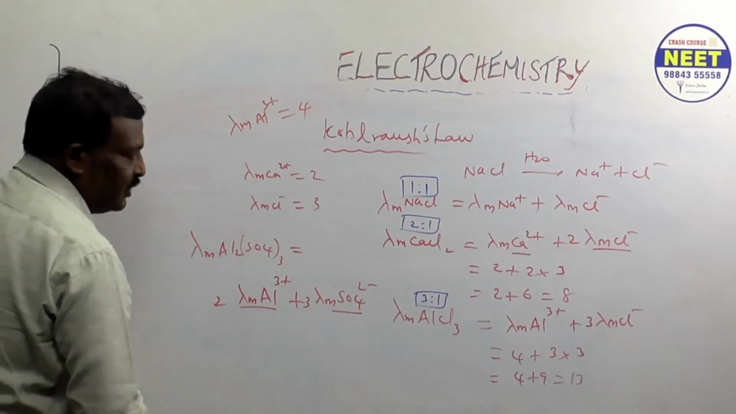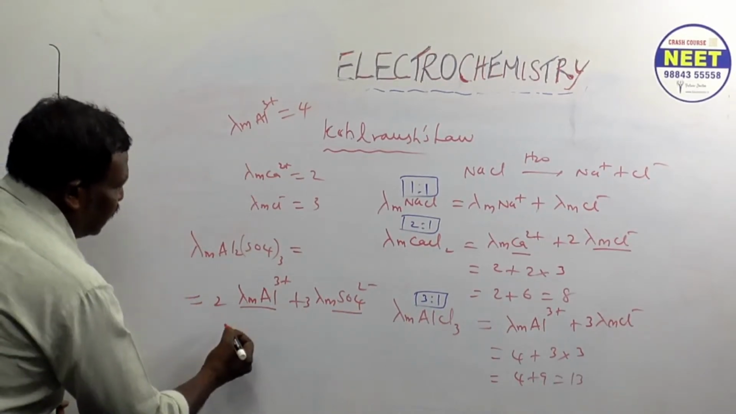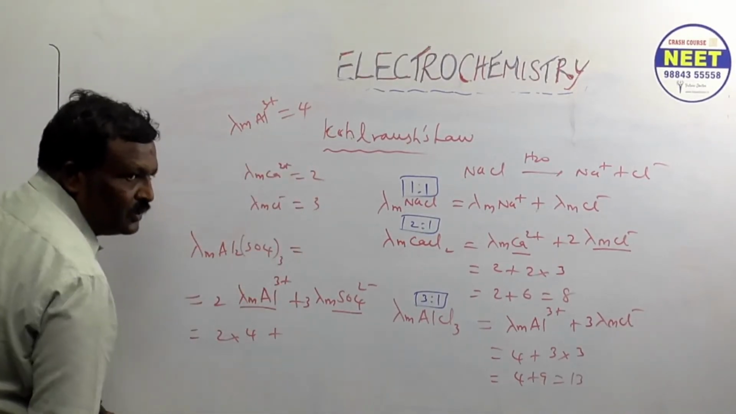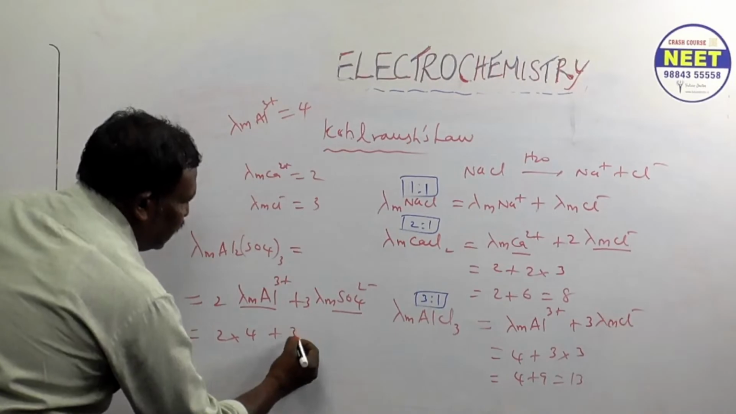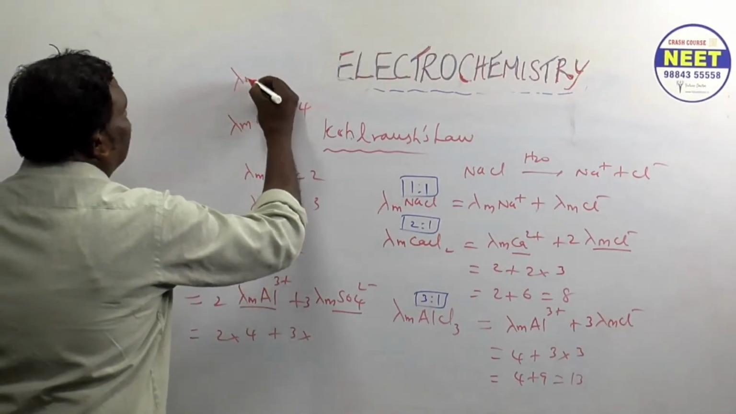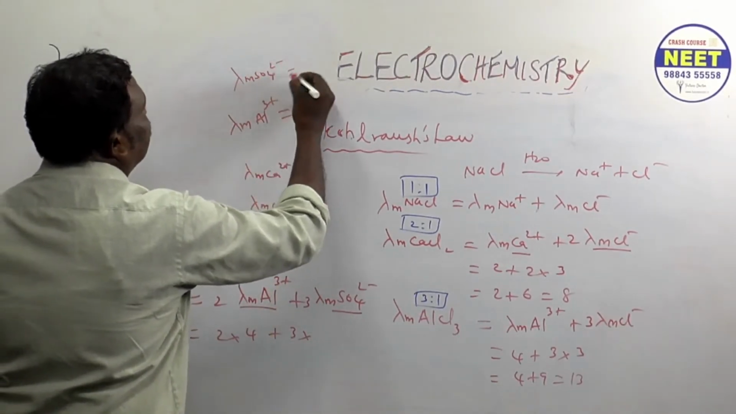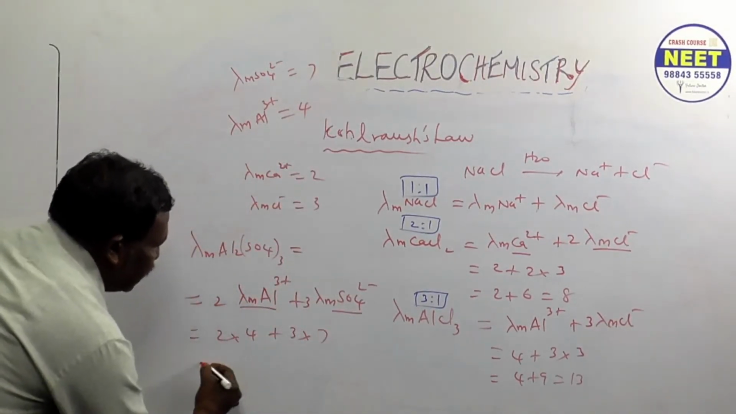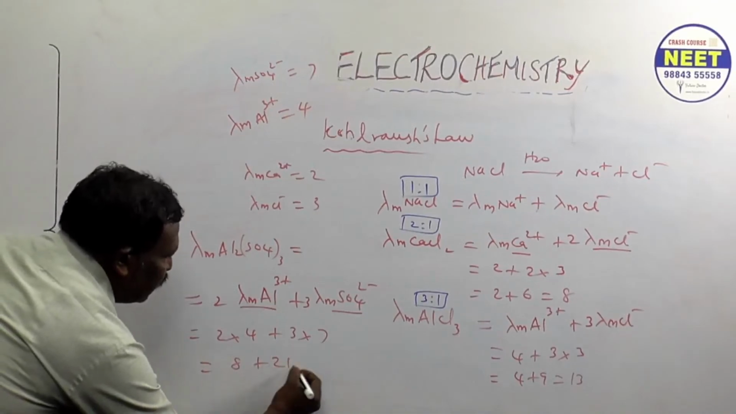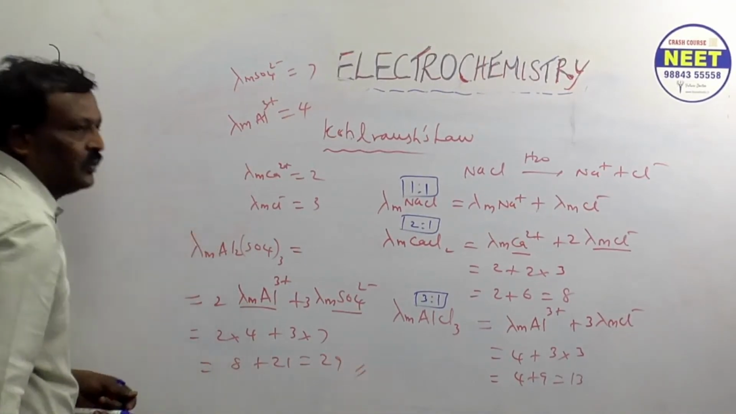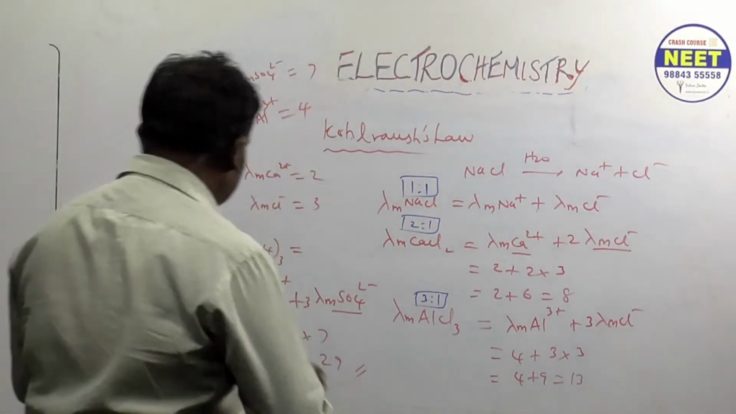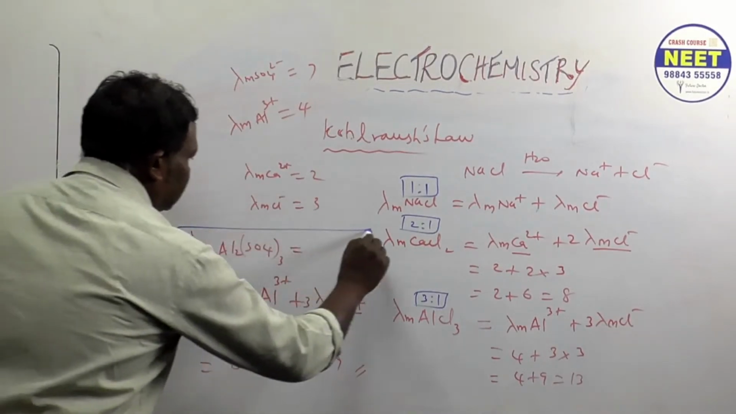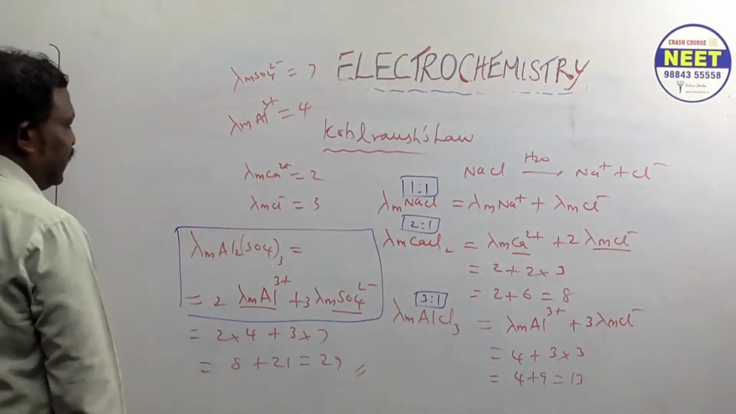So 2 into, I gave, no, what is that? 4. Some values I'll give, okay. 3 into, suppose for SO4 2 minus, we can say 7, any value. 7, so what? 8 plus 21, that's all. So just note down, this one is very important. Aluminum sulfate is mostly what they ask, because no one is able to split it.